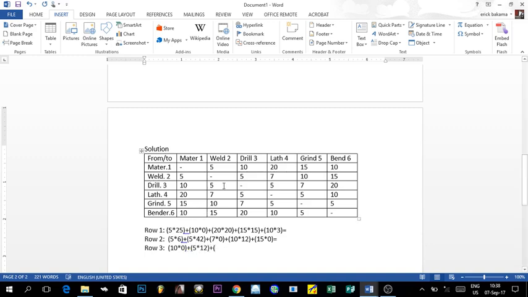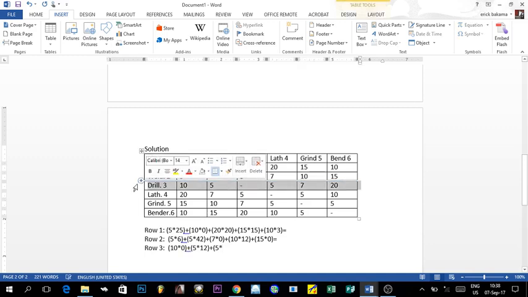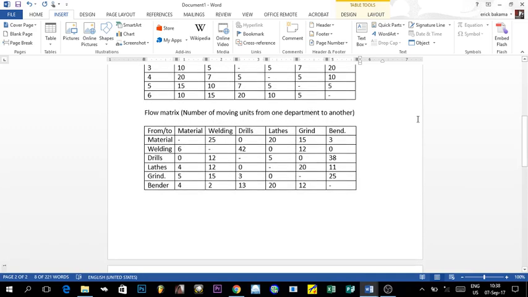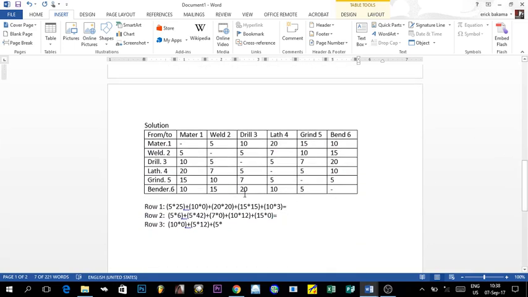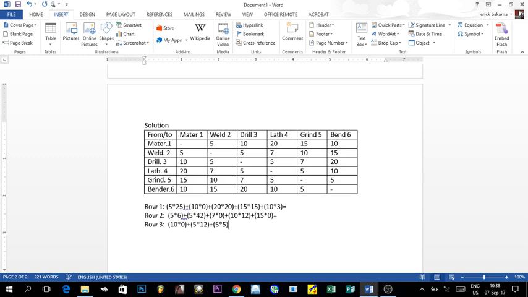Then from here, we are not working drills and drill. We work now drill and lathe, which is room 3 and room 4. The distance is 5. And then from the drills and the lathe here, how many units are moving? Drills here, lathe here. So we have 5 units that are moving. So we have 5 times 5 plus.